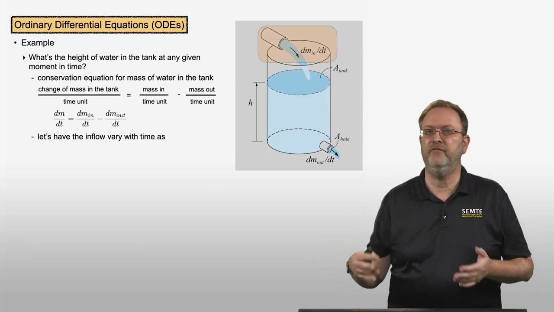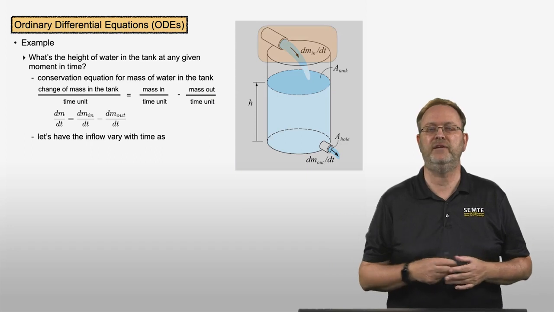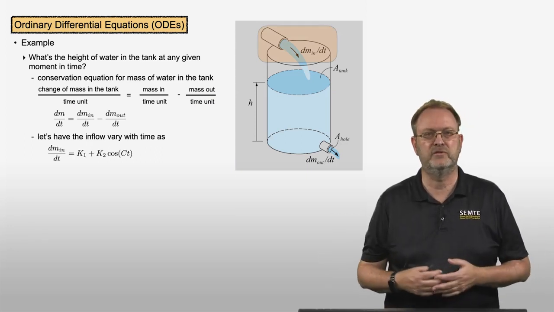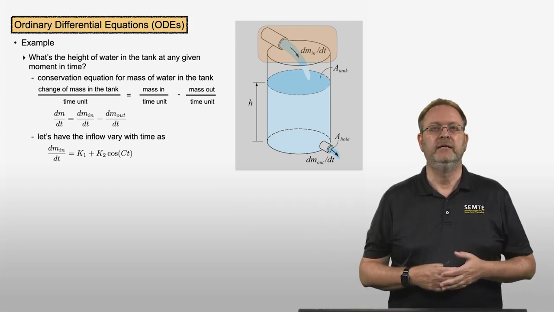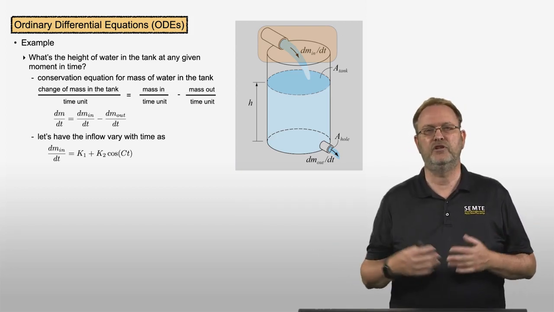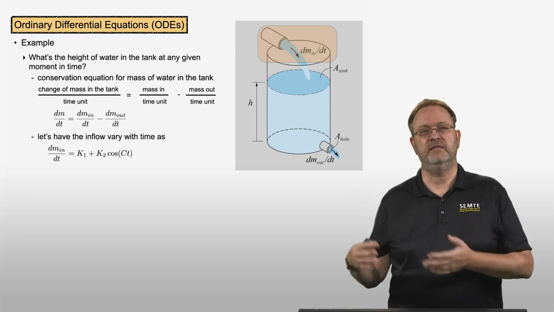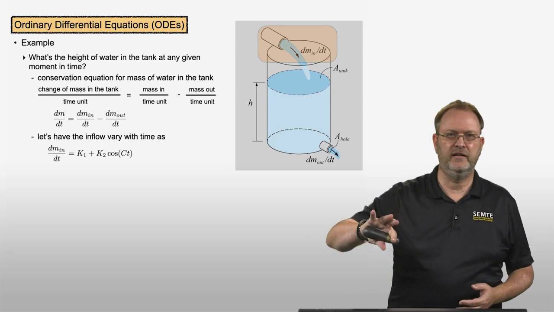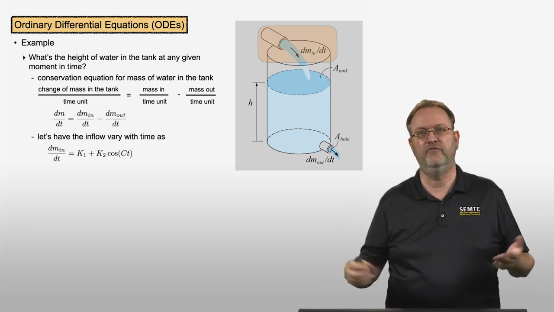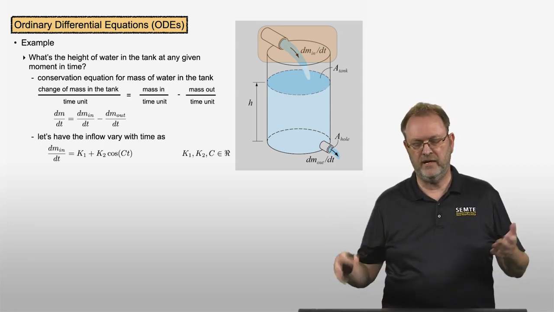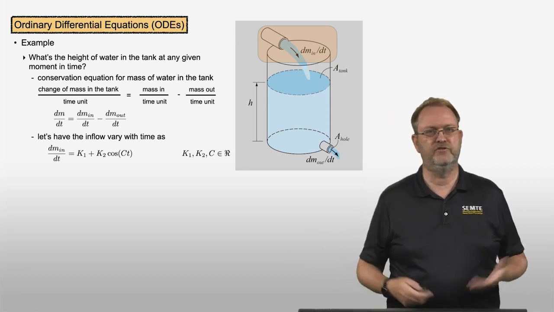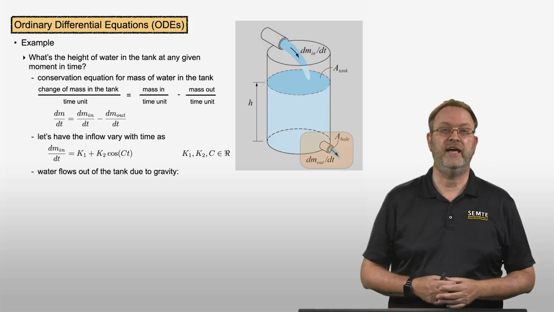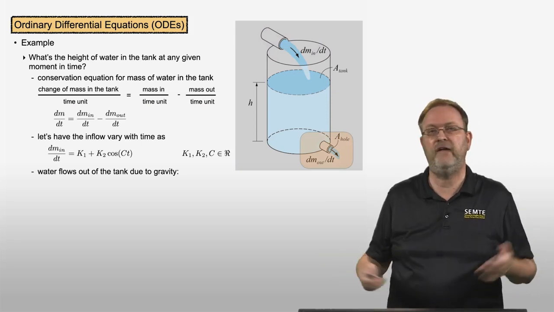Let's have the inflow vary with time as this function here. So dm_in/dt is equal to some constant k1 plus some other constant k2 times the cosine of c times t. So somebody is opening periodically and closing periodically this inflow valve. k1, k2, and c are just real numbers. They're constants.